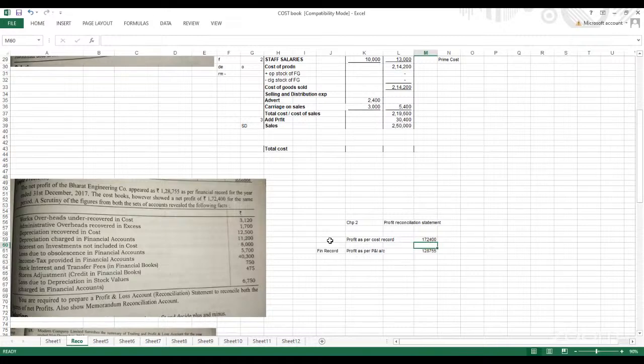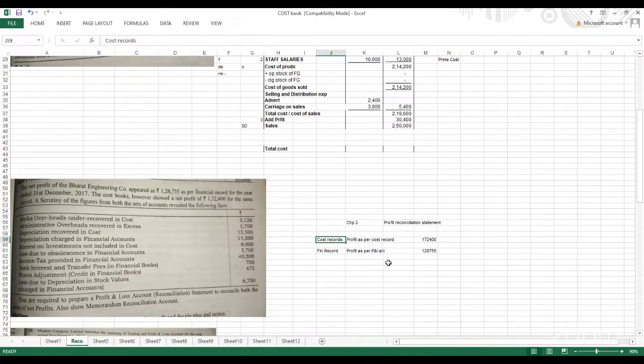So, same company but different books. In the case of manufacturing companies whose turnover is more than the limit given in the Companies Act, 25 lakhs, they have to maintain cost books, cost records separately. So they have two sets of accounts: one is cost records and second is financial records. So two different profits are shown by two different sets of books, and we have to reconcile these two profits. You can expect a 10 marks question on this kind of sum.